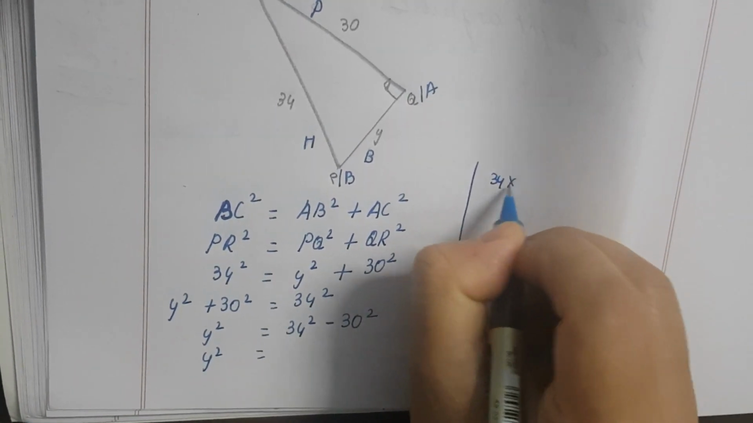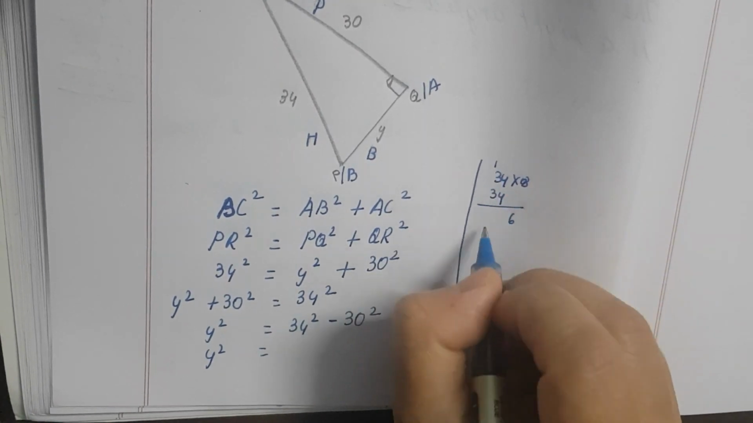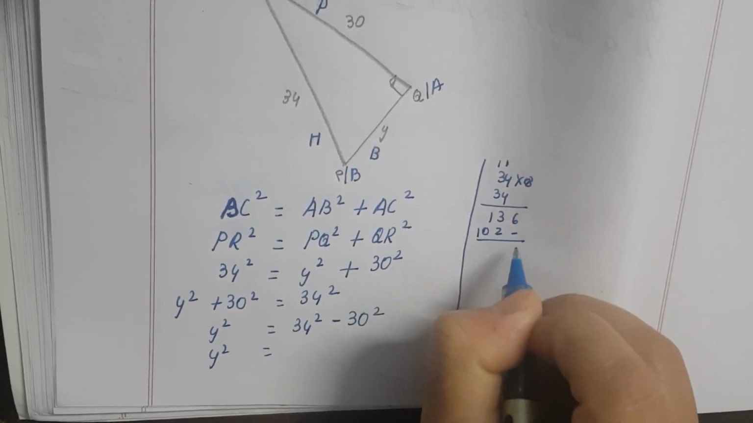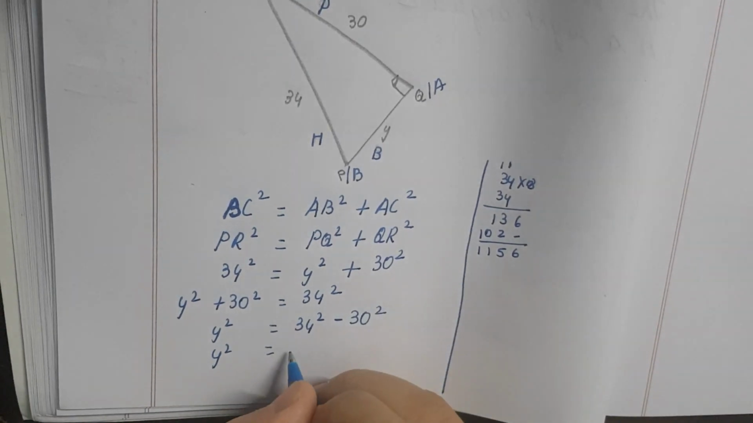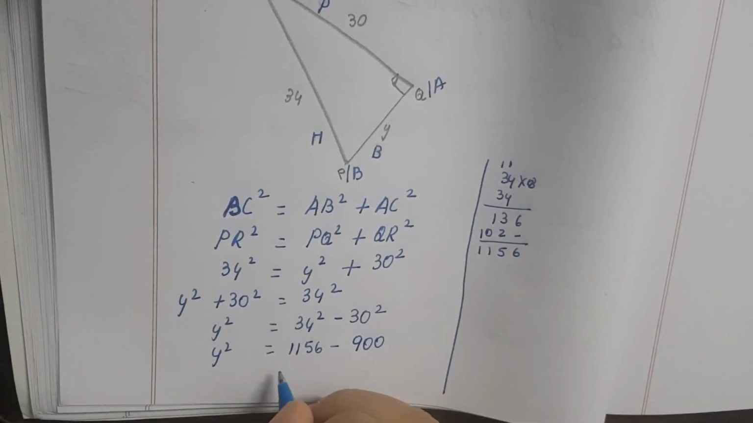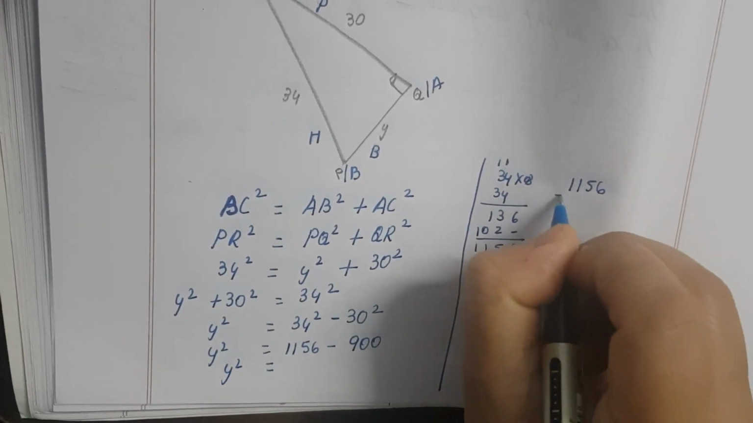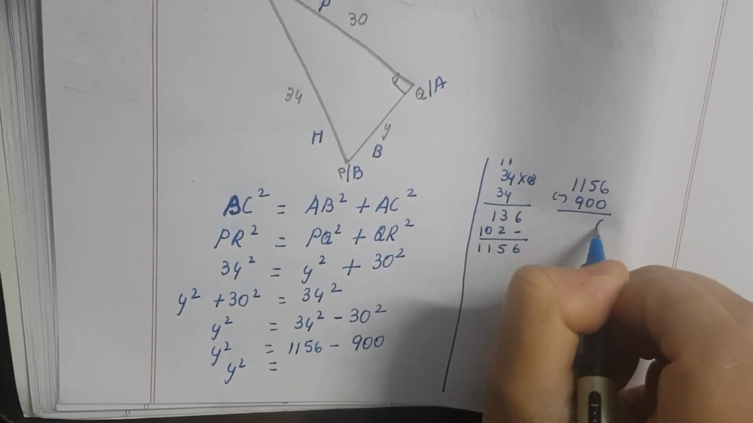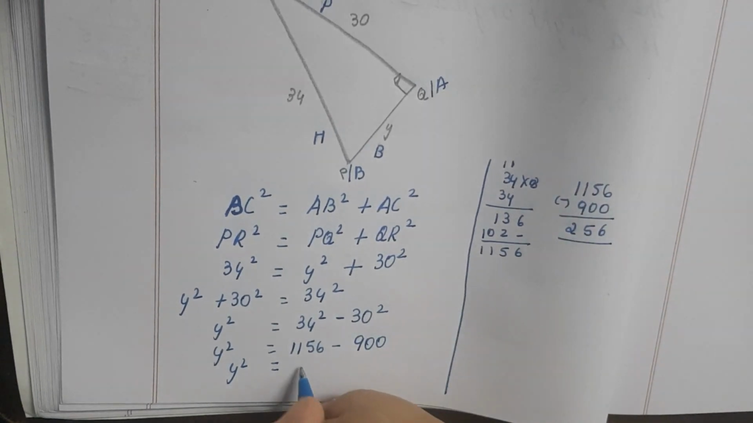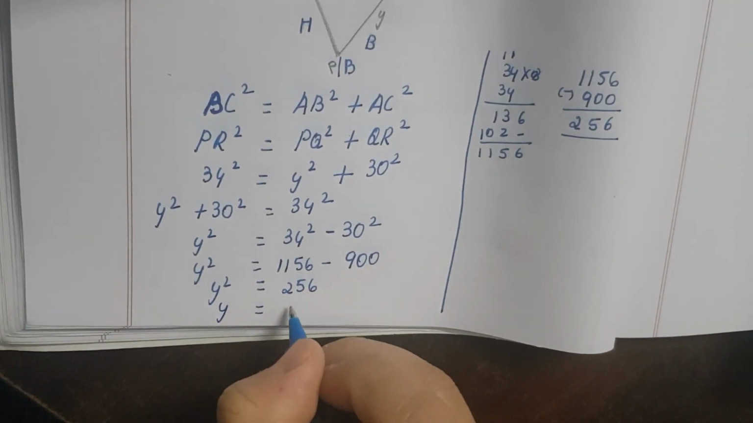So 34 into 34. So 4 4s are 16, 4 3s are 12, 12 plus 1 13, 3 4s are 12, 3 3s are 9, 10. So it is 1156. So 1156 minus 30 square is 900. So இப்போ இது ரெண்டுத்தையும் subtract பண்ணால் நம்மளுக்கு Y square is equal to 1156 minus 900. So 6 வரும், 5 will come. So 11 and the 9 போச்சுன்னா it is 2. So it is 256. Y square is 256 ன்னு வந்திருக்கு. அப்போ Y ஓட வேல்யூ is 16.